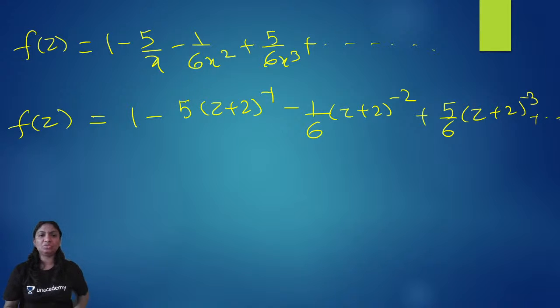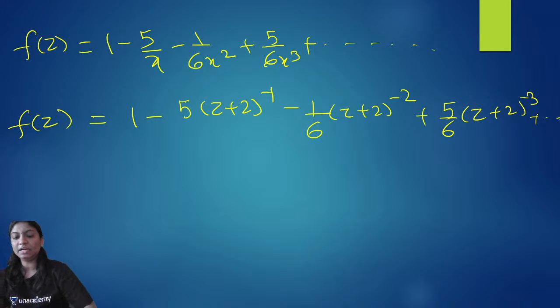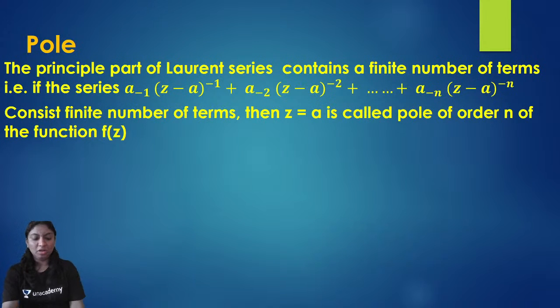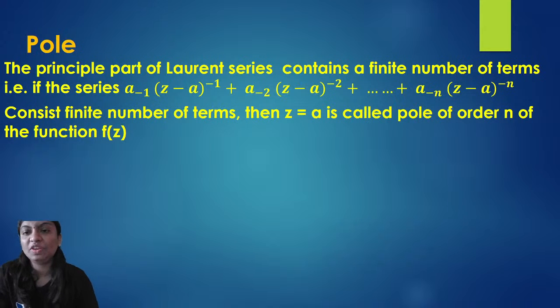Hope you clearly understood how to find out the Laurent series expansion. It is always in terms of that. Yesterday also we many times used the pole z is equal to a. तो ये pole है क्या?